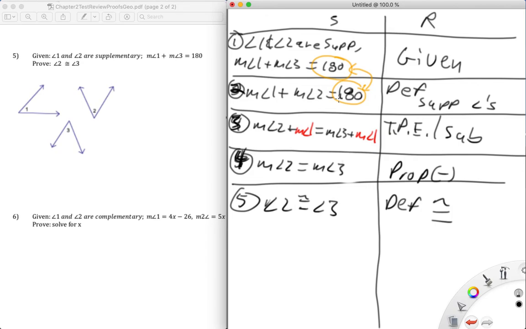Since they both have angle 1 on both sides, I can subtract those guys out and say that the measure of angle 2 is equal to the measure of angle 3. Subtraction property of equality. And lastly, I can say that angle 2 is congruent to angle 3 because if they're equal, then they're congruent. Definition of congruency. And that is proof number 5.